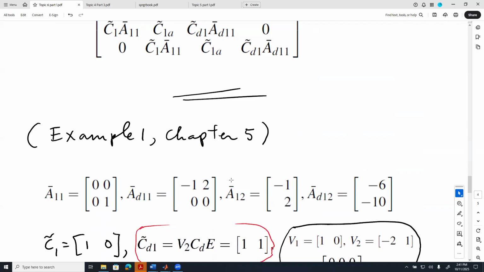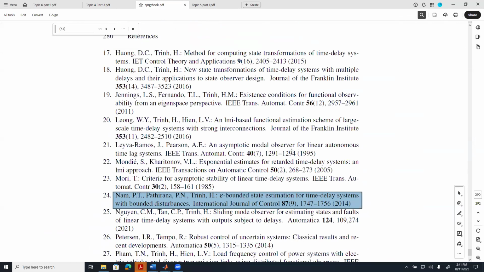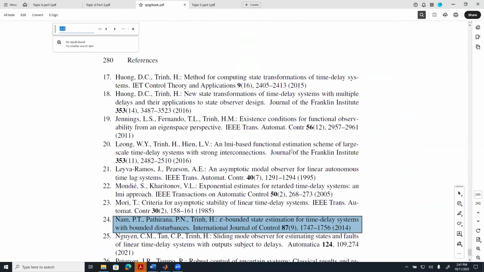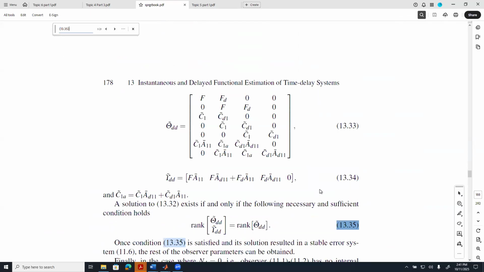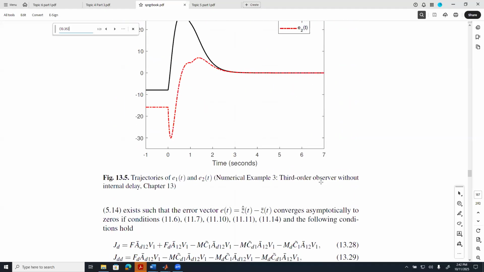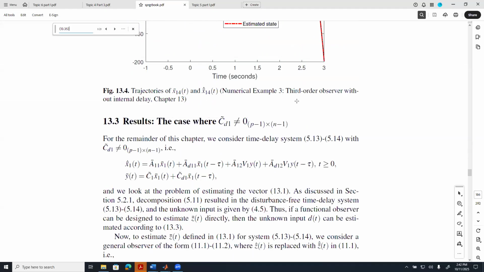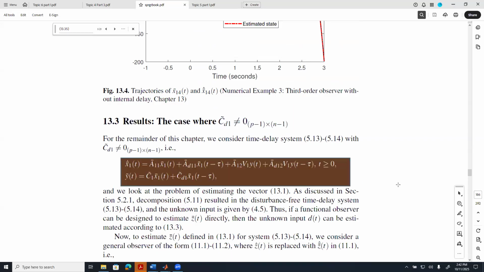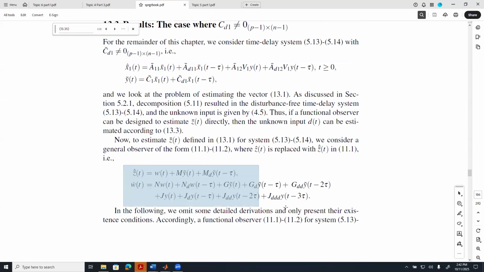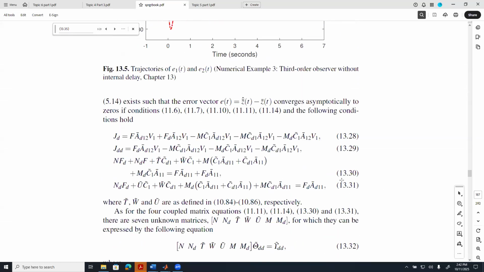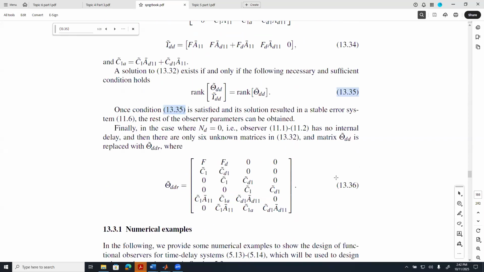We are going to consider an example, the one that we presented in chapter 13. Let's look for it. This is the discussion regarding the situation where the matrix C tilde is not zero, and that's exactly what we've been going through so far. We come up with this observer structure, and then we get the conditions. And now we are looking at an example.